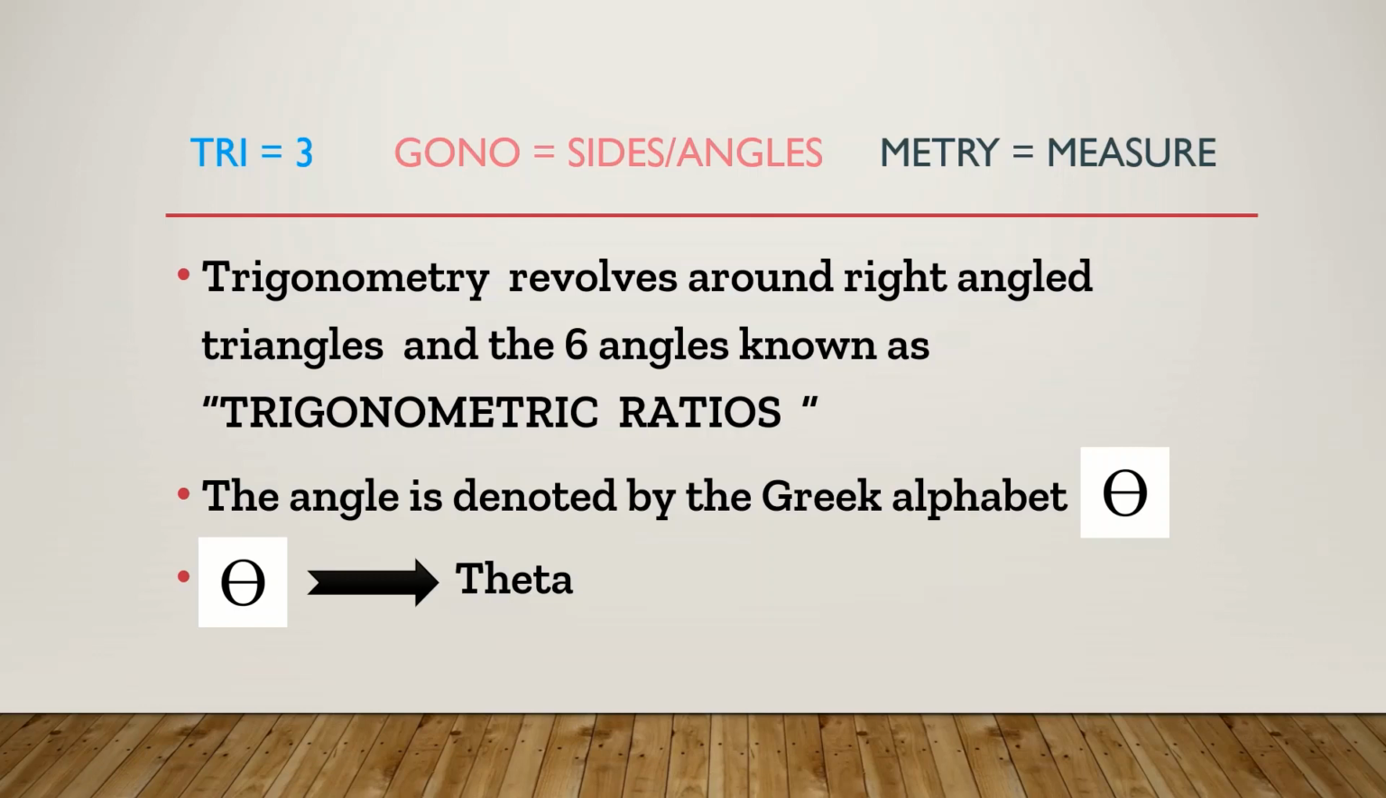The great Greek mathematician Hipparchus of 140 BC gave the relationship between the angles and the sides of a triangle. Further, trigonometry is developed by Indian mathematicians. It was migrated to Europe via the Arabs. Trigonometry plays an important role in the study of astronomy, surveying, navigation, and engineering. Nowadays, it is also being used to predict the stock market trends. Trigonometry revolves around right-angled triangles and the six angles known as trigonometric ratios. The angle is denoted by a Greek alphabet theta.